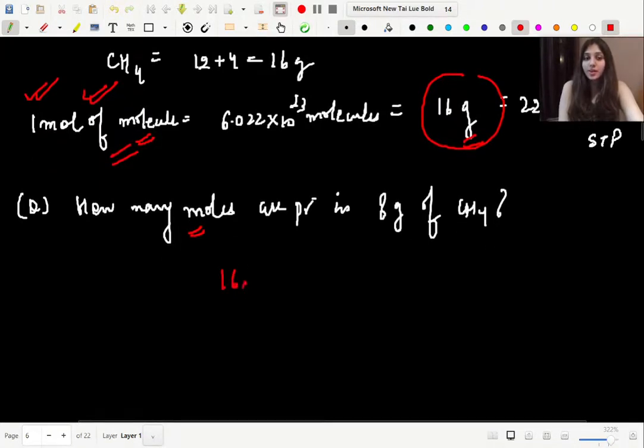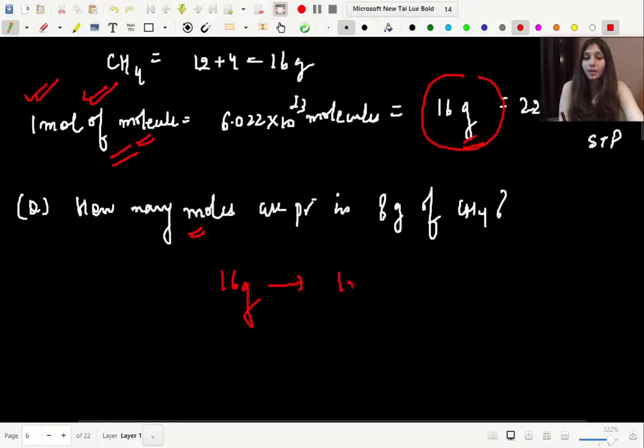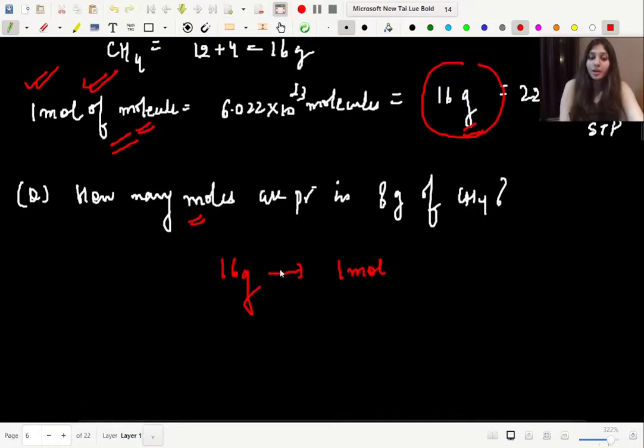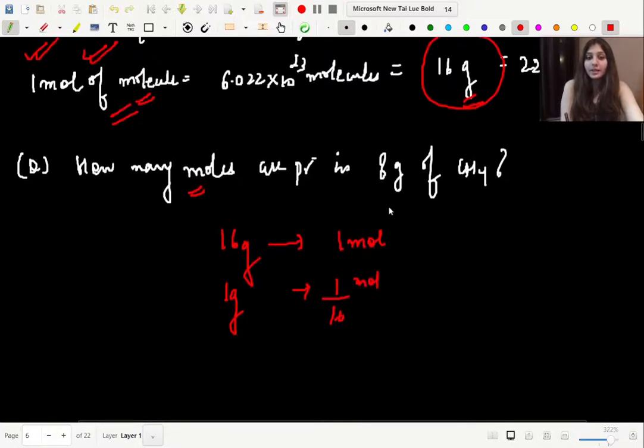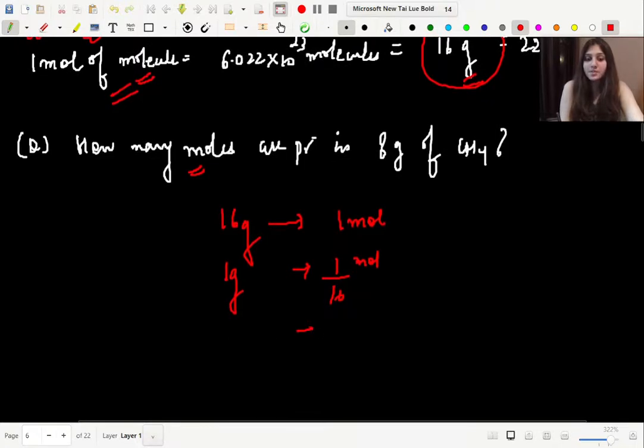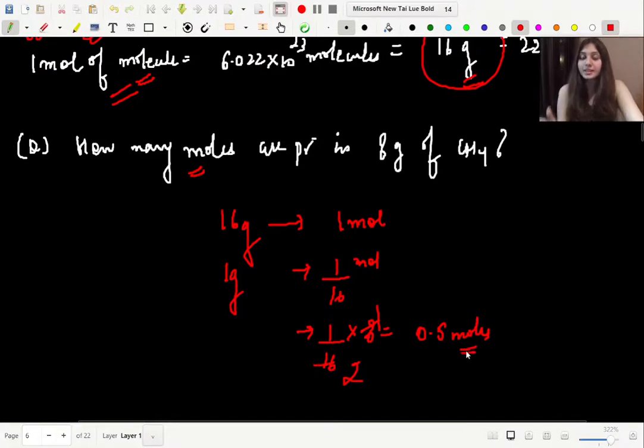So 16 grams is 1 mole. I'll just copy this line as it is, but whatever I have to find out is going to be on the right hand side. Okay, for 16 gram it is 1 mole. For 1 gram it is going to be 1 upon 16 mole. And how many moles do I have? I think, how many moles are present in 8 grams? So for 8 grams it is going to be 1 upon 16 into 8. Okay, which is 0.5 moles. Is that clear?